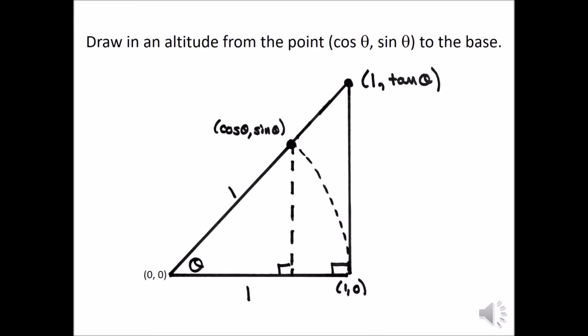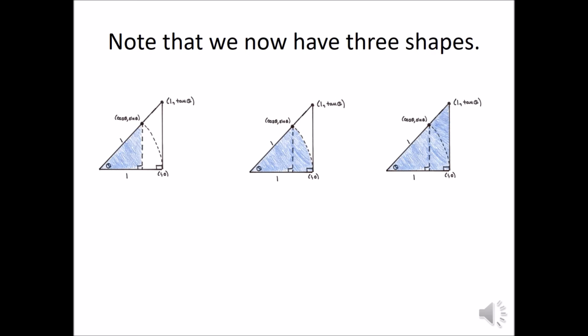I'm also going to draw in an altitude from this point straight down, so I've made another right triangle over here. And the point is, I now have 3 shapes: that small right triangle, the wedge that I was starting with, and the bigger right triangle. And I want to compare their areas. I hope you can look at this right away and know that this area has to be the smallest, followed by this one, followed by this one. I'm also sure you're probably wondering, what on earth does this have to do with that first special trig limit? Just keep watching.